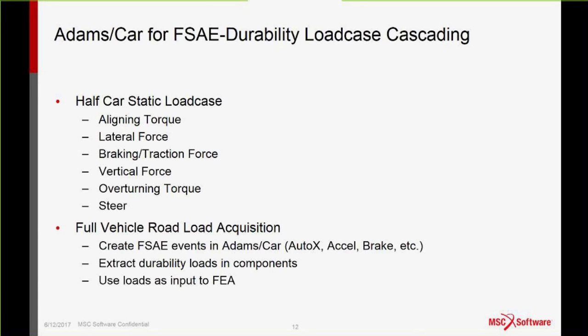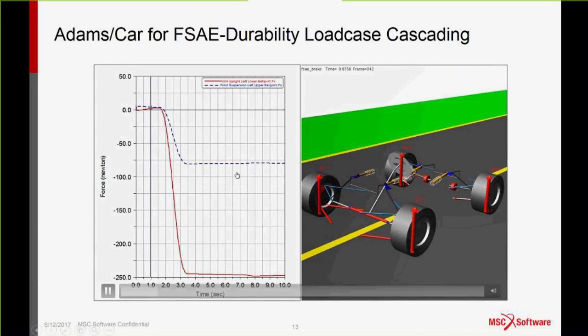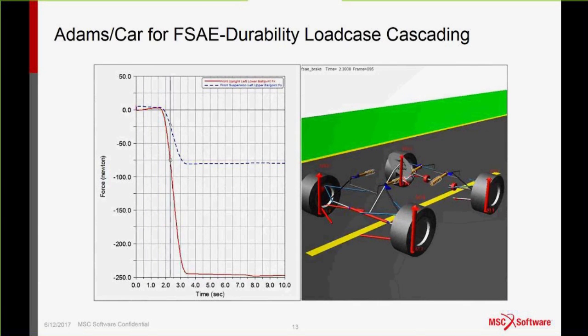On the other hand, you have a full vehicle scenario, which I'm showing right now. So you run a full vehicle simulation. What I'm showing is a brake event. You see the load transfer from rear to the front during a brake. And then on the left-hand side, I'm plotting the longitudinal forces at the lower and upper control arm outer ball joints.